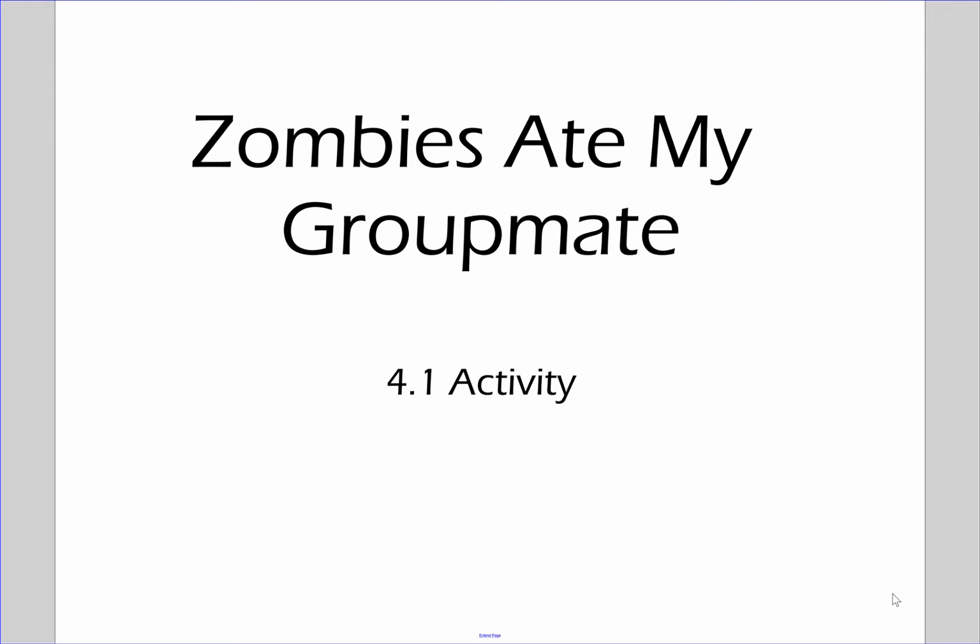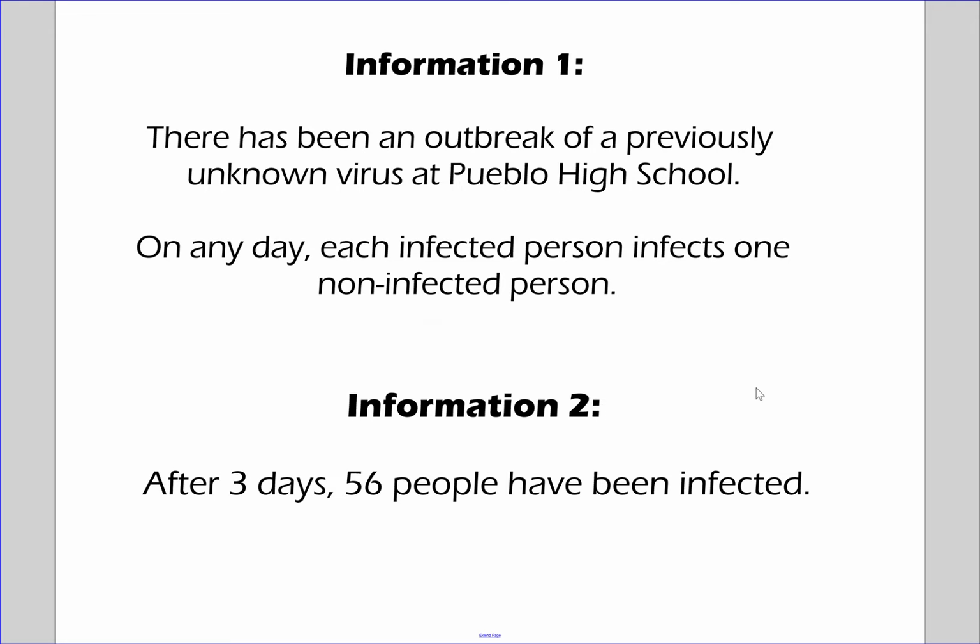Alright, how's it going? We're taking a look at Zombies Ate My Groupmate, the activity for lesson 4.1. First piece of information we have is that there's been some sort of outbreak of a virus at Pueblo High School, and that on any day, each infected person infects one other person, right? So, information 2. After 3 days, 56 people have been infected.